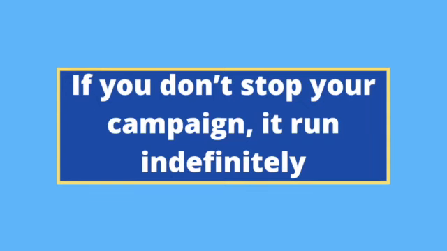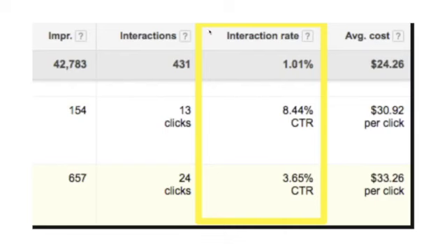So if you don't stop your campaign, this is the killer. It'll start running indefinitely. And you can see here, this one had 431 interactions. It cost $24 per click. This is $30 per click, and they had 13 clicks. 24 clicks, it was $33 a click. That starts to add up dramatically.